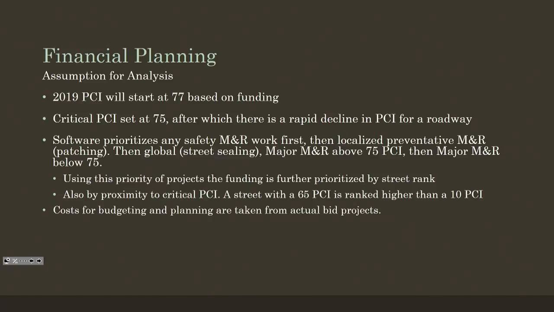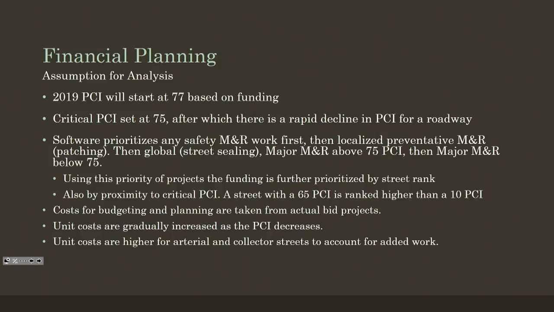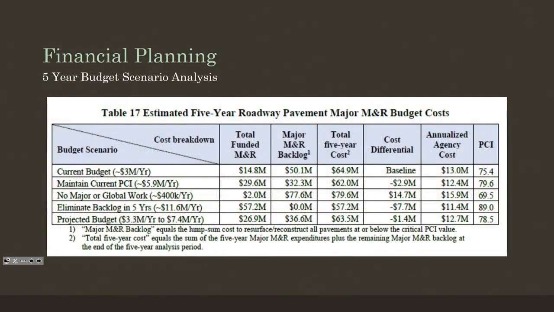For cost for budgeting, we're taking from our current bid projects, so these aren't assumptions, these are actual numbers that we're getting from our paving contractors. We increase our unit costs as the PCI decreases, which makes sense. Things are going to cost more the worse they are. And unit costs are going to be higher for our arterials due to the added work that you typically have to do for something like that. So more traffic control, more general conditions, that kind of thing. And then 3% inflation was used in all of our analysis.